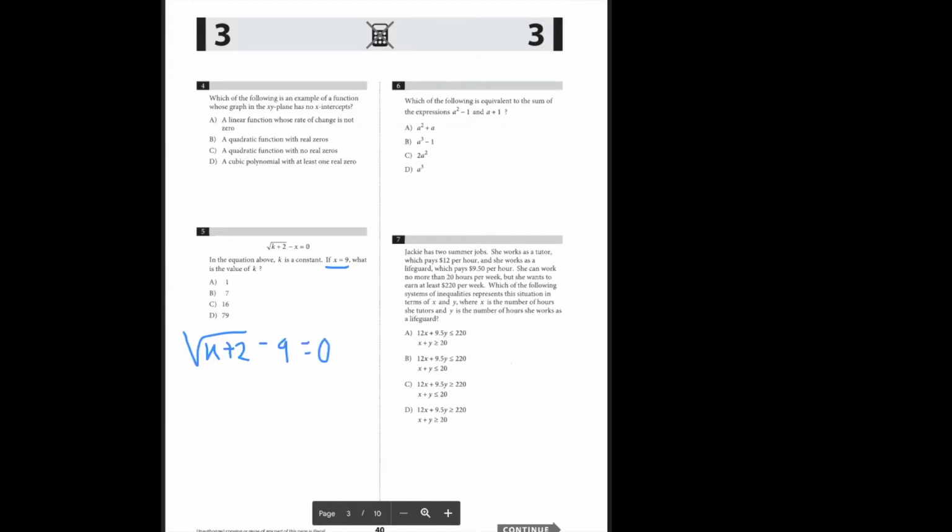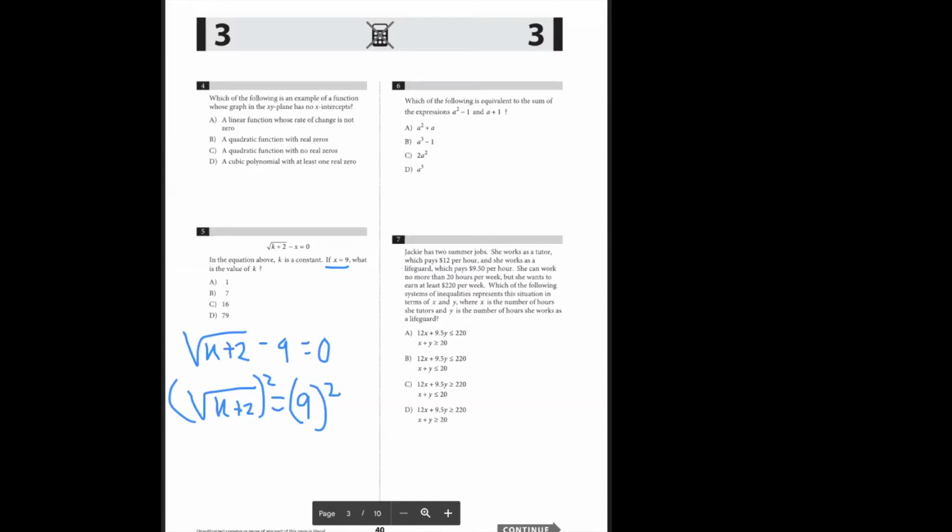You can move the 9 over to the other side, of course. You're left with this. Now, in order to eliminate the k and isolate it, you have to square both sides. So you have to square this one over here. The reason why we square the radical k plus 2 is because it's going to eliminate the radical there, because as you guys know, a radical squared just eliminates the radical.